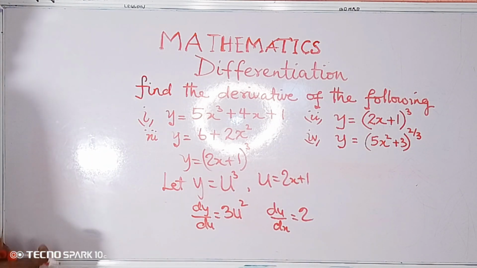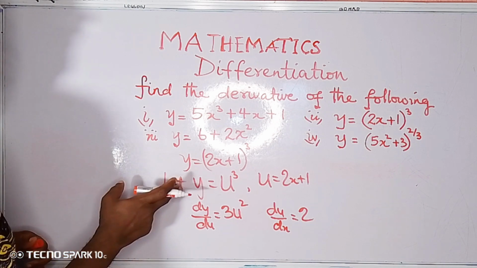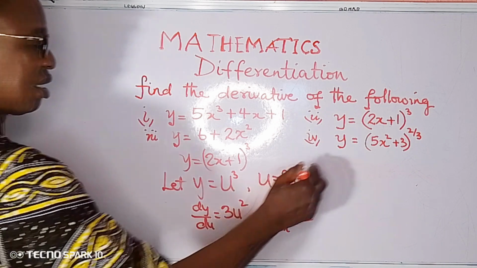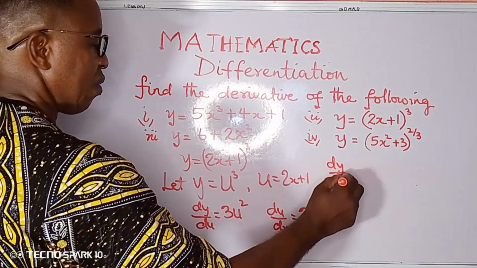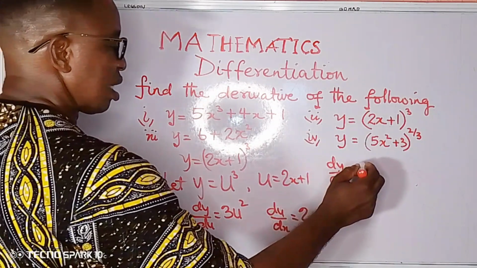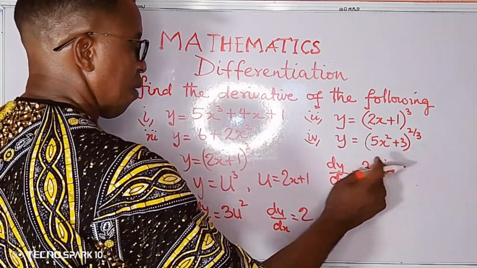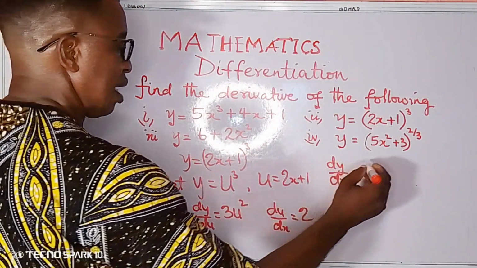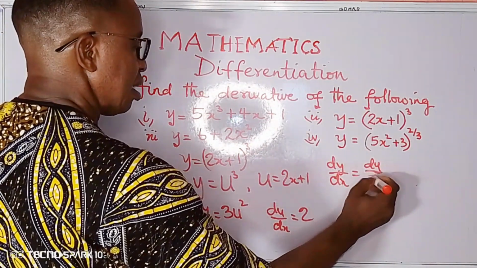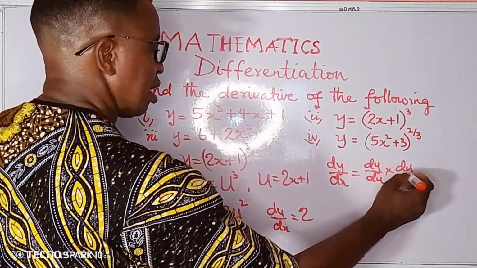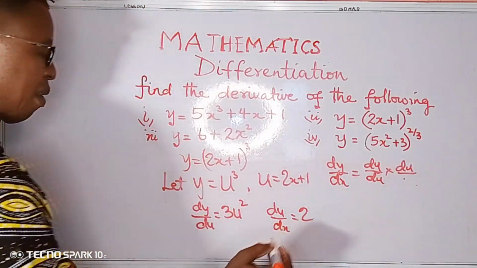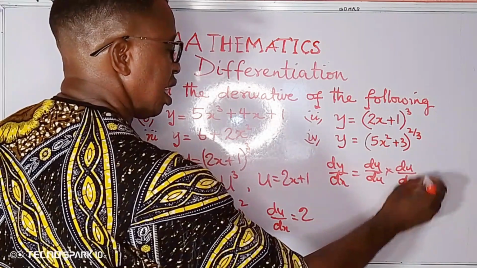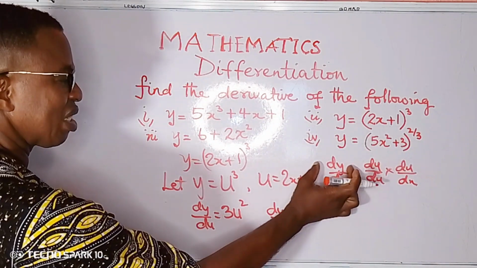2. Now, what are we looking for here? We want to find the derivative of y. Therefore, the derivative of y, which is dy/dx, will be what? Let me help you so that you can always play back. We multiply the functions together, that is dy/du multiplied by du/dx. Okay, it is still the same thing as dy/dx.